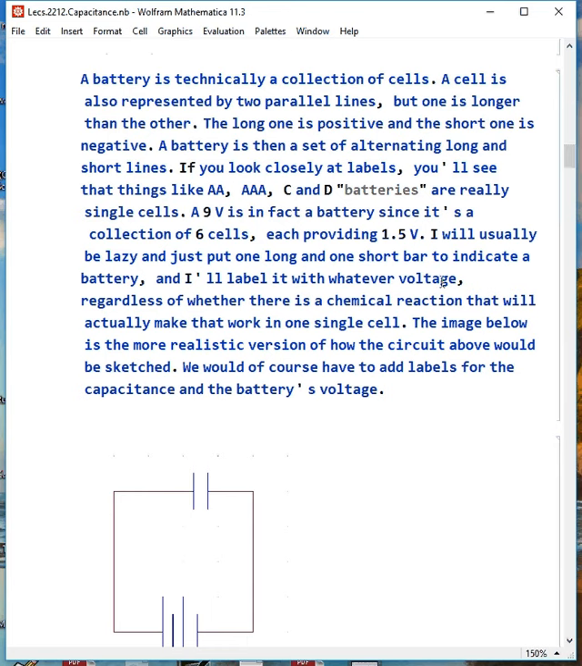Now, a battery is a set of these things, but if you look closely at the labels, some things that we call batteries, like AA, AAA, C, and D, really say dry cell or alkaline cell or something like that. The 9-volt says battery because it really is a battery. It's a collection of 6 of these cells.